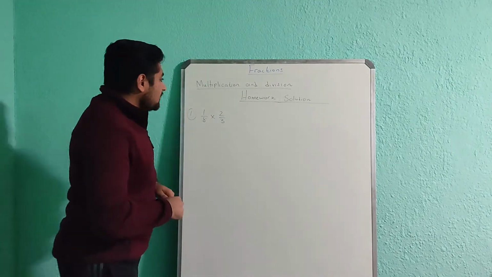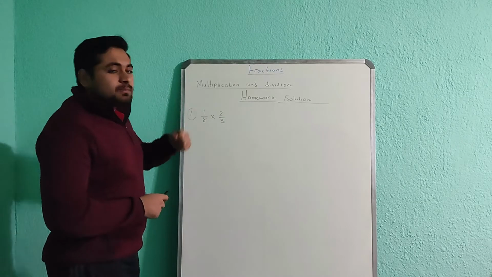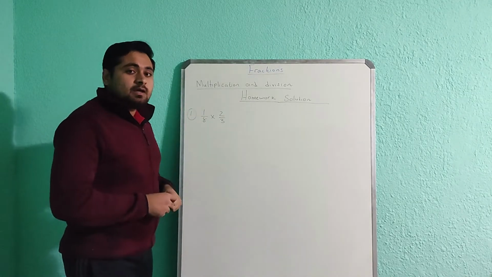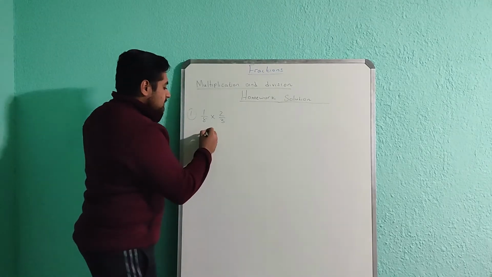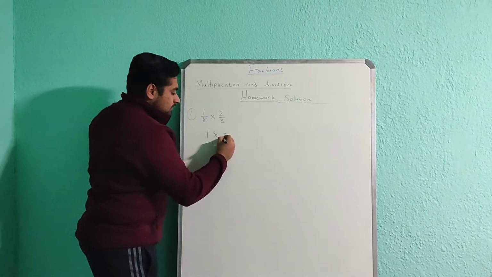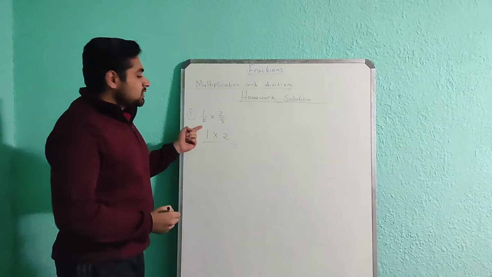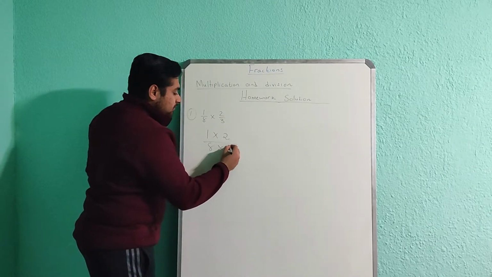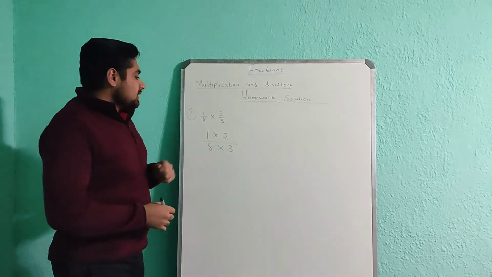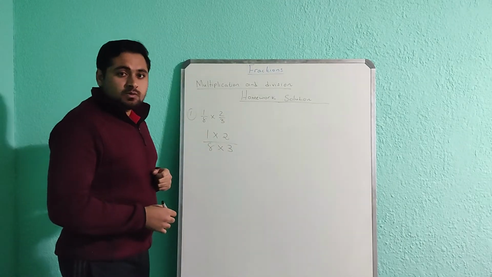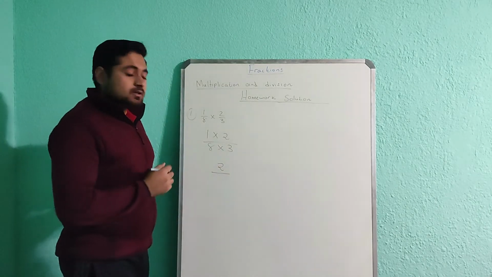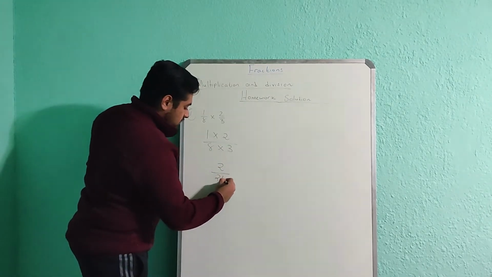So let's go. From our multiplication steps, we know that first we need to multiply numerator times numerator. So we'll say 1 times 2 all over denominator times denominator, which is 8 times 3. So now 1 times 2 is 2 and 8 times 3 is 24.